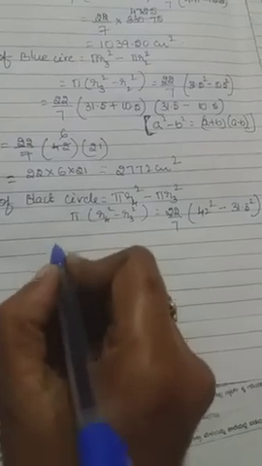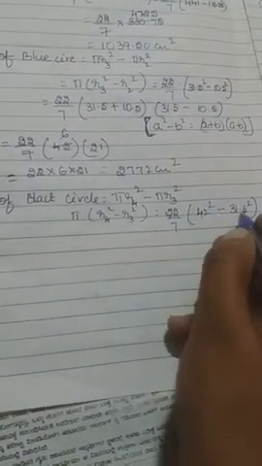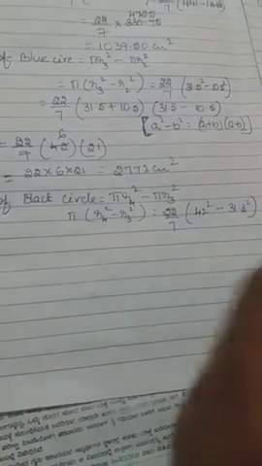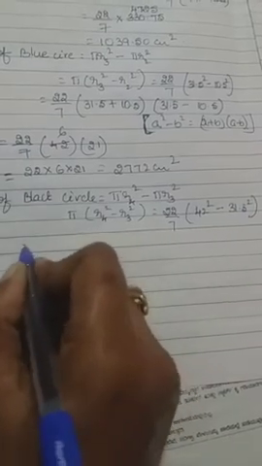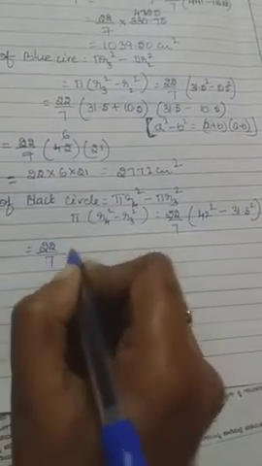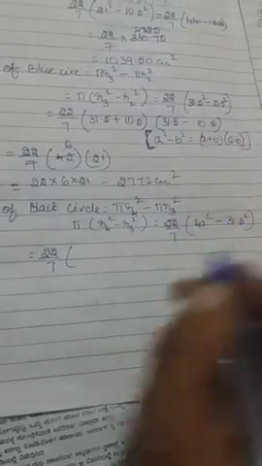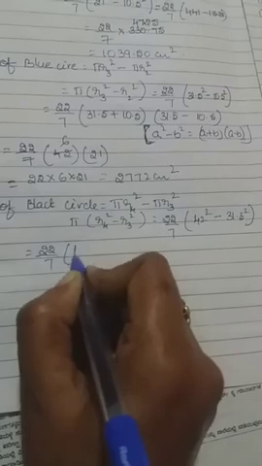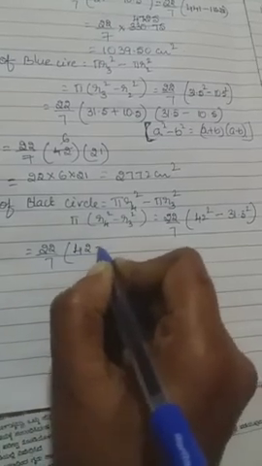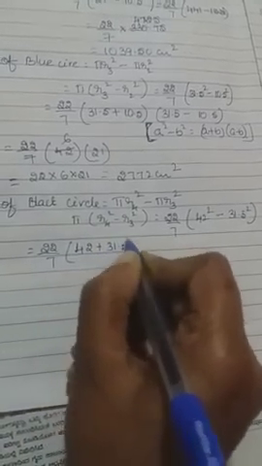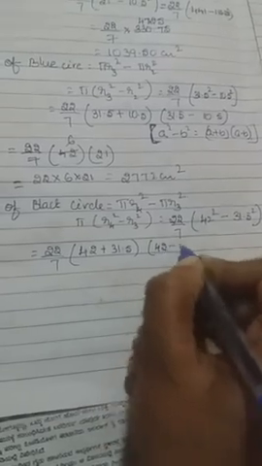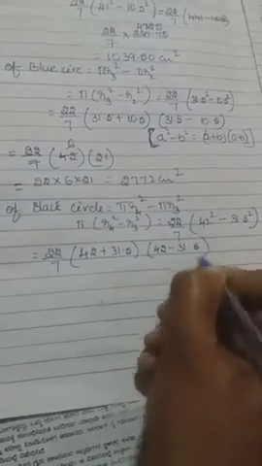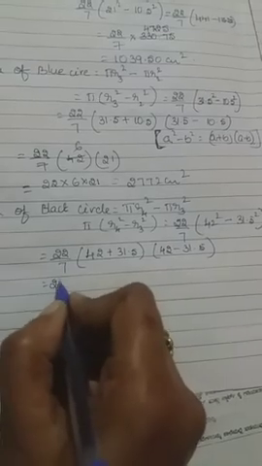Next, it is in the same formula. Which formula? a plus b into a minus b we can use. So that is equal to 22 by 7. Here I didn't write the formula again; you have to note down that according to a square minus b square, it is a plus b into a minus b. I mean 42 plus 31.5 into 42 minus 31.5. Okay, 22 by 7, 42 plus 31.5. Let's calculate first.